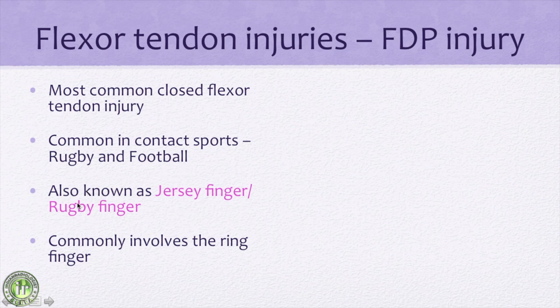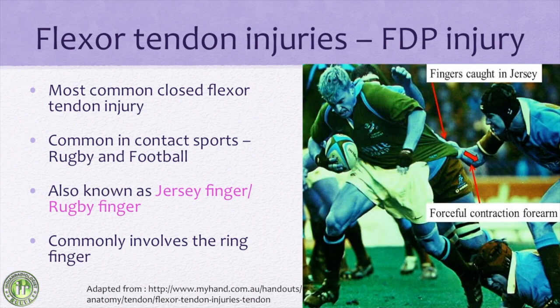It is also called rugby finger because it happens while playing rugby, and it is also known as jersey finger. Not because it was diagnosed in New Jersey, but because in contact sports like rugby, as the sportsman is trying to tackle the jersey of another sportsman, there is extreme forceful contraction in the forearm and flexion of the fingers to hold the jersey. The other sportsman simultaneously trying to get away, as a result of which an opposite force is exerted on the flexed fingers, and this results in the FDP injury.